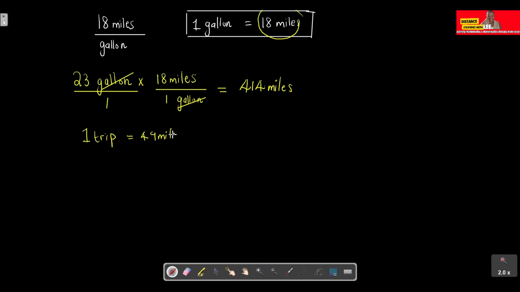How is this going to help us? This is going to help us determine how many trips we can get from that 414 miles.